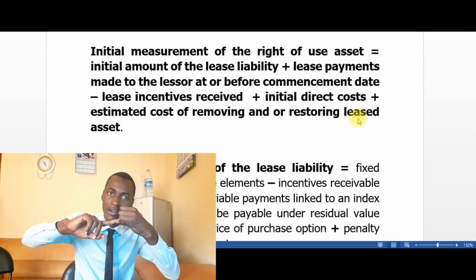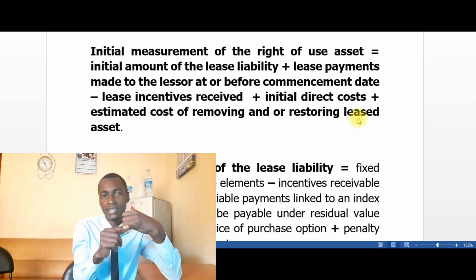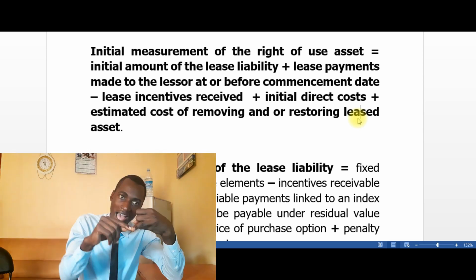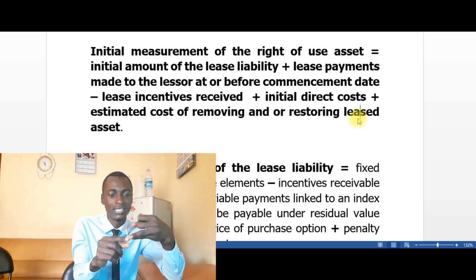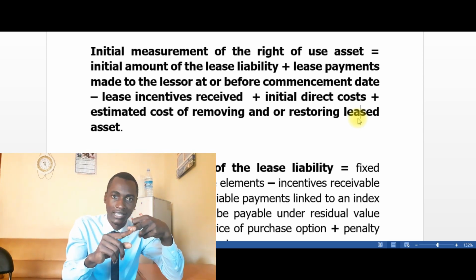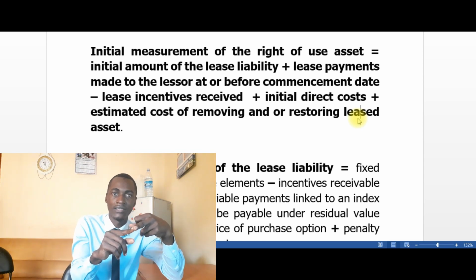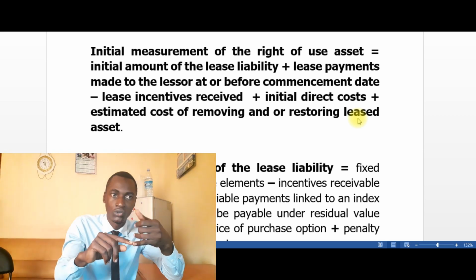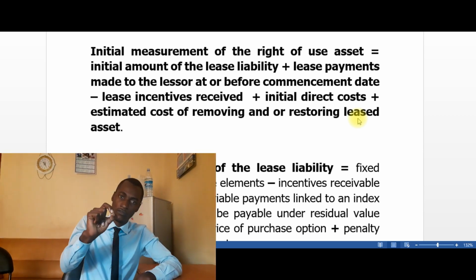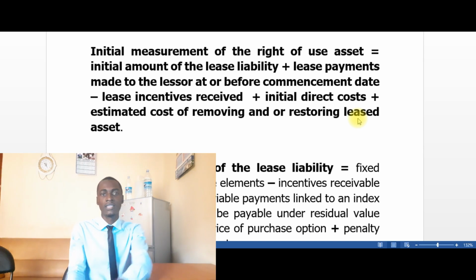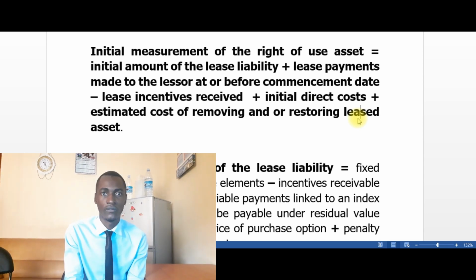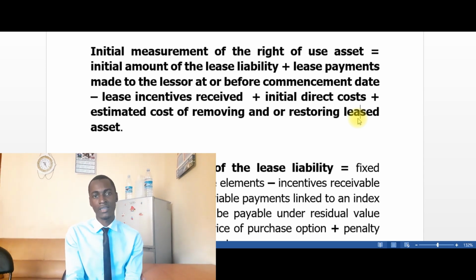So initially record the amount of the lease liability, add the lease payments made to the lessor at or before the commencement date, then less the incentives received by the lessee, then plus the initial direct costs, then plus the initial estimate of the cost of removing or restoring the leased asset. That is how we initially measure the right of use asset according to IFRS 16.